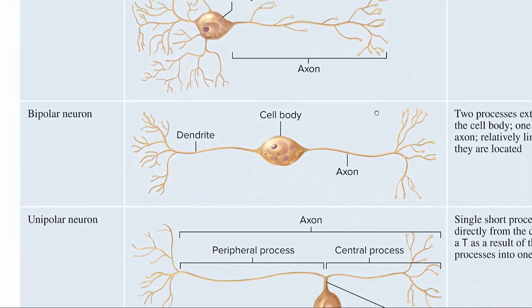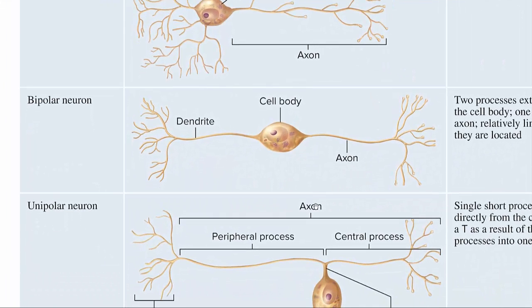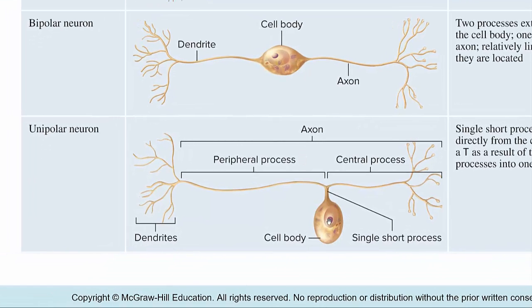When we're looking at bipolar neurons, they have two extensions that come off the cell body. So, you have a dendrite and then an axon. Then looking at unipolar neurons. So unipolar neurons only have one extension that comes off the cell body. So you have the cell body here, and all you have is this one process that's coming off.